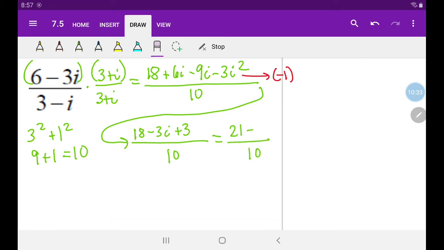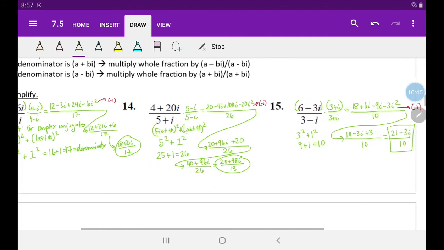Make sure that looks like an i there. Let's see, so 21, we said minus 3i over 10. And that's the best way we can write that answer there, okay? So let's see what else we have.